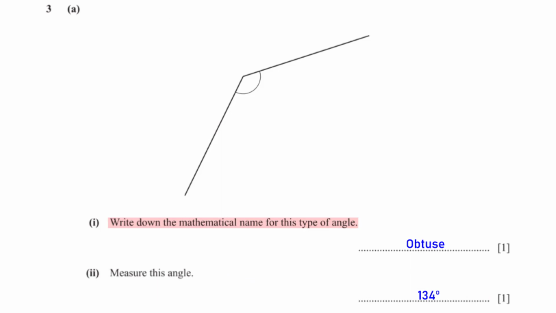Write down the mathematical name for this type of angle. The angle is greater than 90 degrees and less than 180 degrees, and so it is an obtuse angle. Measure this angle. Using a protractor, when we measure the angle, we get 134 degrees.